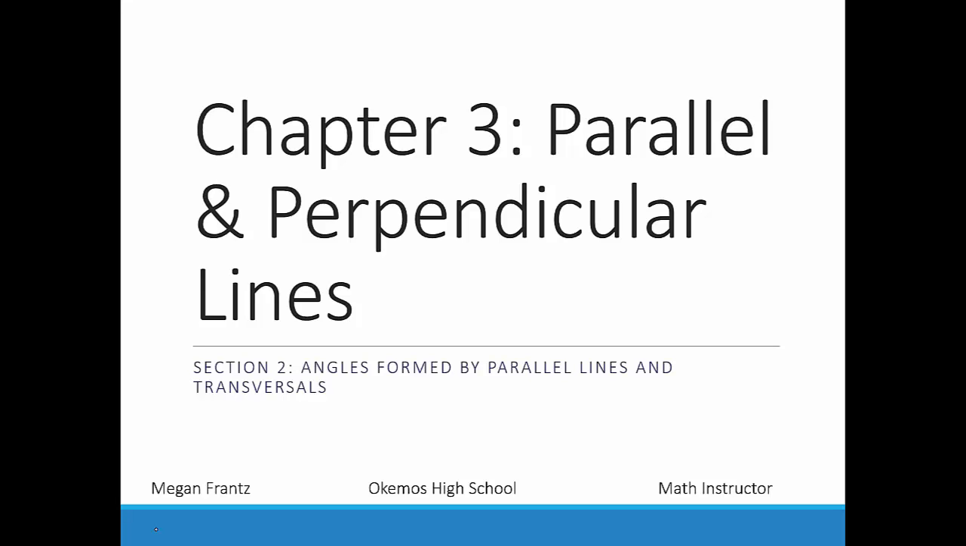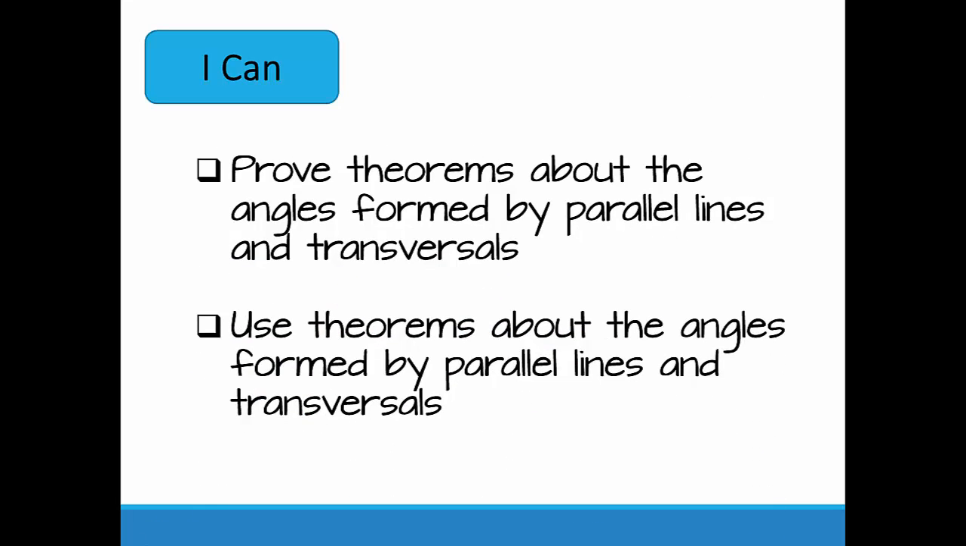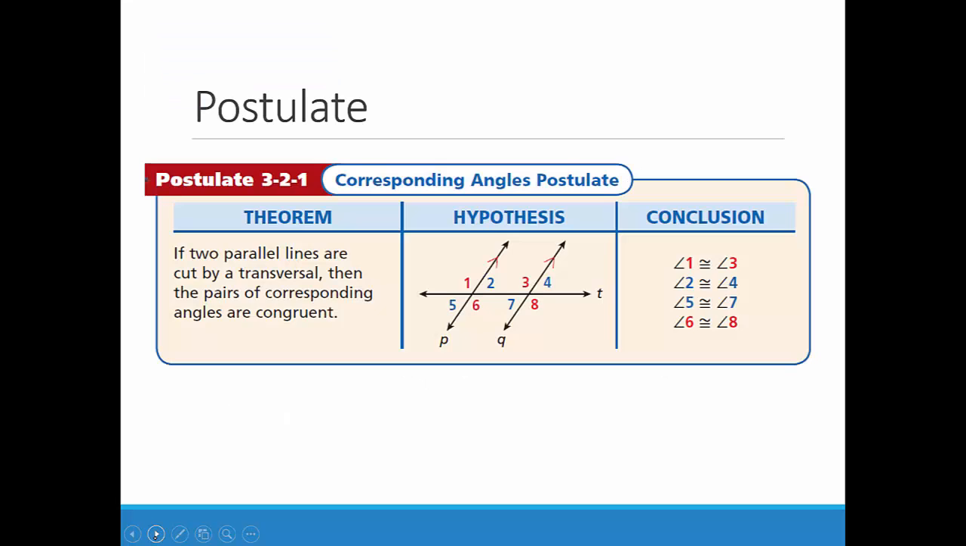Chapter 3, Section 2 is about the angles formed by parallel lines and transversals. By the end of this lesson, you should be able to prove and use theorems about the angles formed by parallel lines and transversals. We already talked a little bit about what happens when a transversal cuts through two lines, but now those two lines are going to be parallel, and that changes everything.